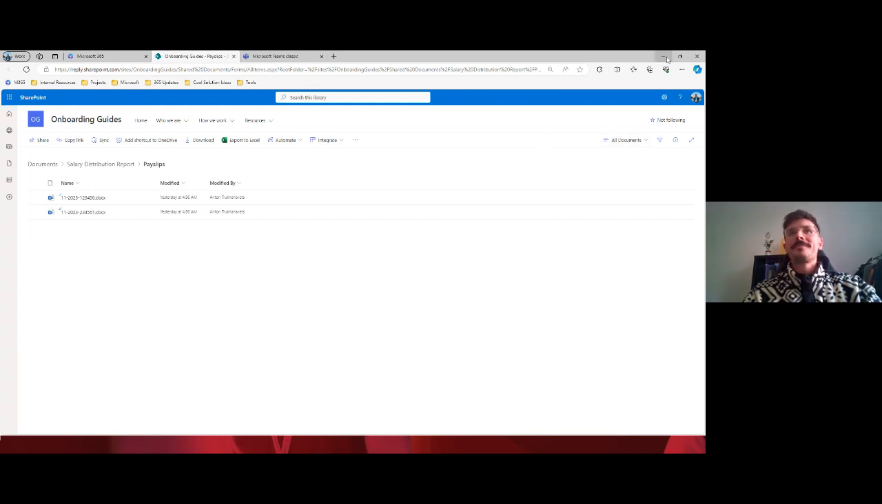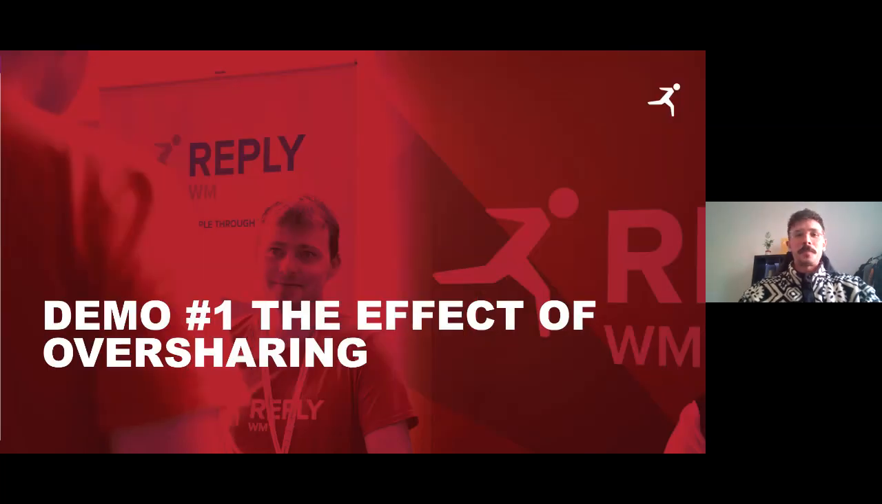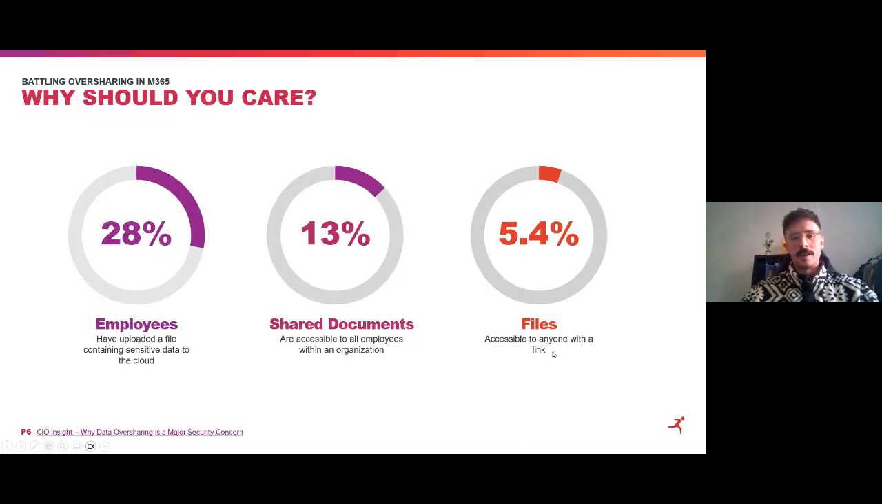Okay. So what can we do with this? What can we do and why should we care? Great. So we've seen what can be almost the outcome of not having the permissions in place and the correct tools. So let's expand on that a little bit further.